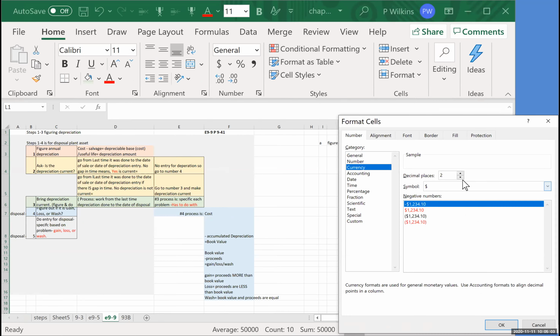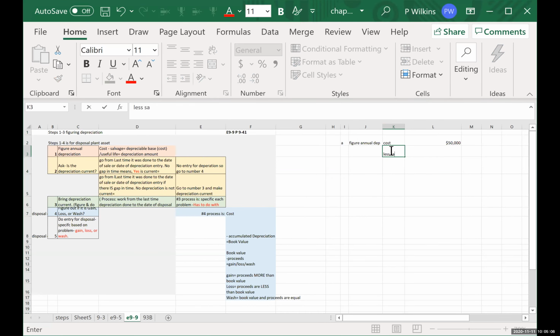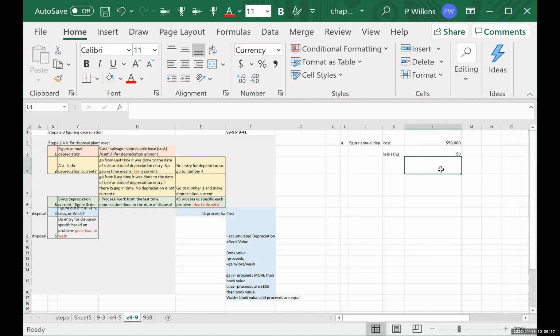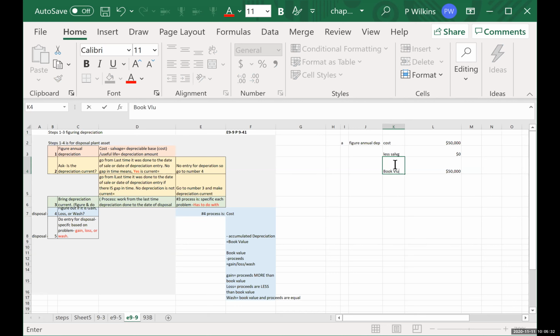$50,000 cost, less any salvage. And this problem didn't give us any salvage, right? So since there was no salvage available, we take cost minus the salvage value, and that's going to give us $50,000. Okay. And $50,000 is what they call the depreciated cost or base. They can call it either of those two things, depreciated cost or depreciated base.